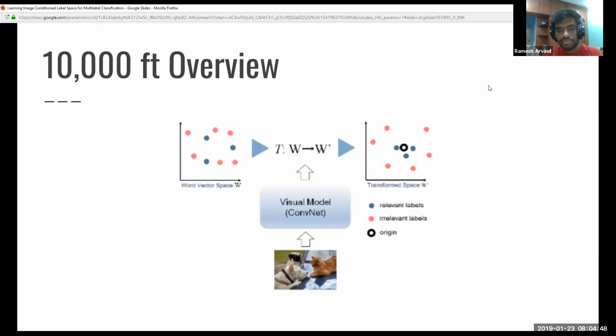Here's a diagram which summarizes that. You take an image, you pass it through your ConvNet or any pre-trained model that you have. You obtain a transformation matrix. This transformation matrix basically maps your Word2X space into a new space. And in this new space, all of our positive labels will be gathered closer together near the origin, and all of our negative labels will be pushed away from it. So basically, you retrieve all of the labels that are close to the origin as your output.